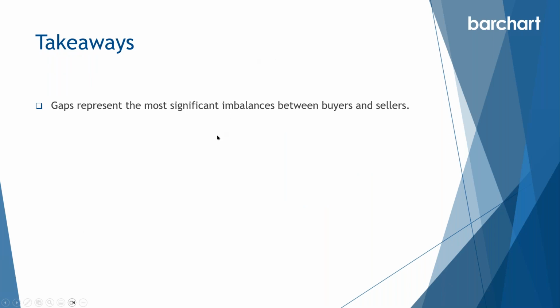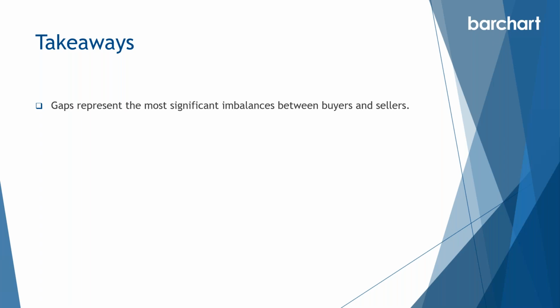Well, remember that gaps represent the most significant imbalance between buyers and sellers, right? A gap is an absence of buyers. A gap is an absence of sellers. And when price returns to that level, there are probably buyers or sellers that have been waiting patiently to re-engage with what caused that imbalance.